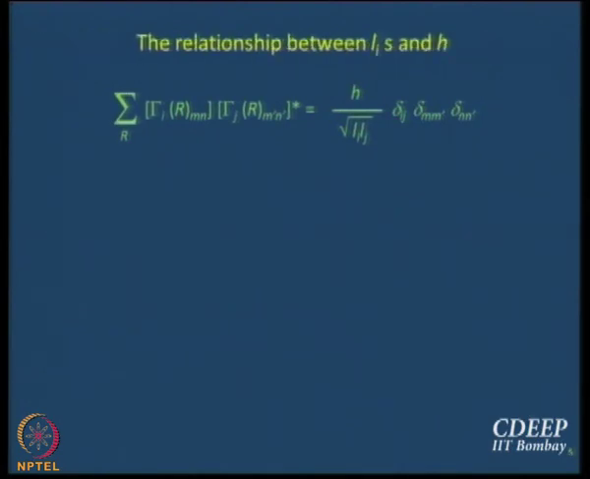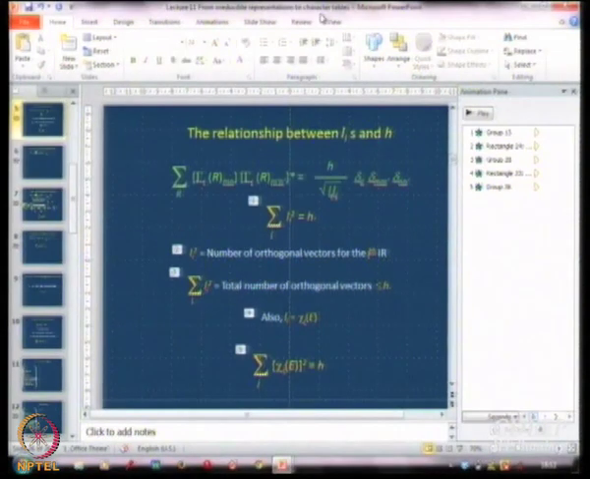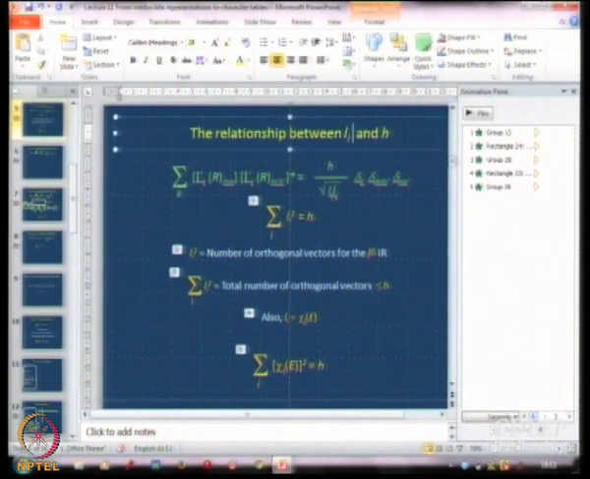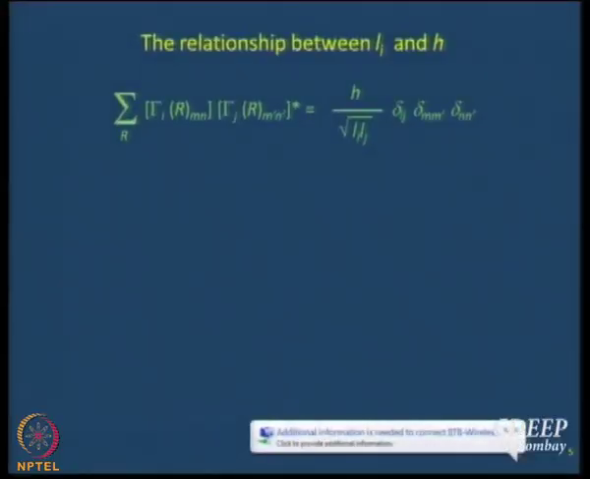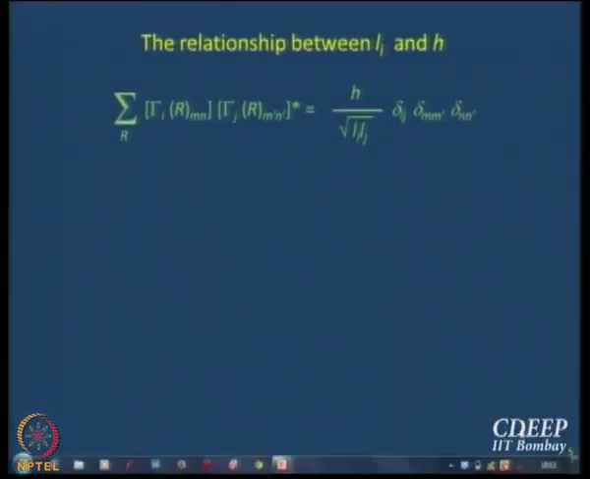The first one is the relationship between Li and H. I think it is a bad idea to write Li's; Li is enough. Otherwise, you might think that S is something like Li and H. So, the relationship between Li and H. What is Li? Dimensionality of the ith irreducible representation.